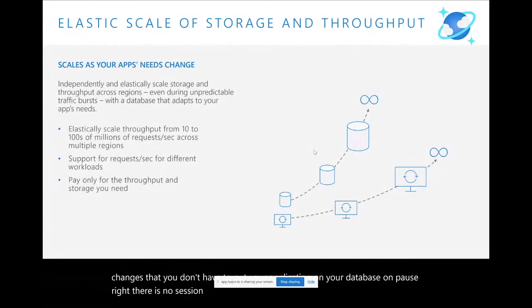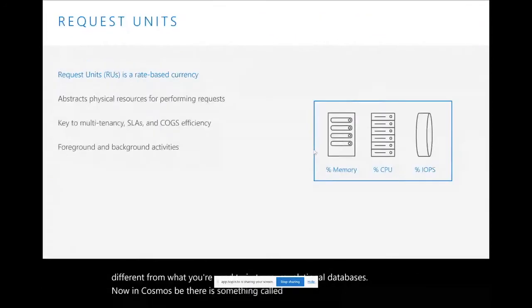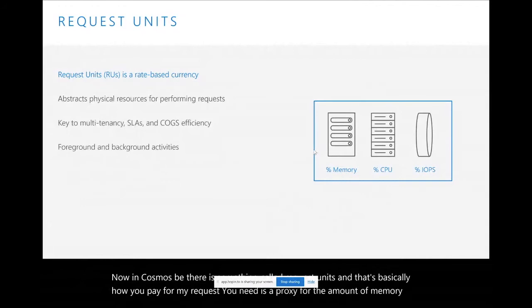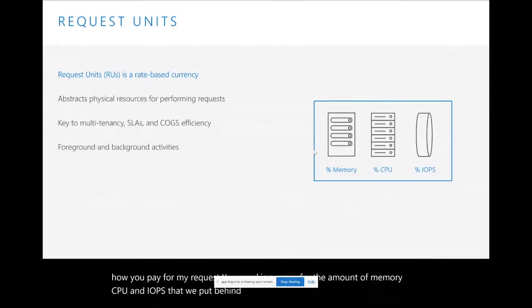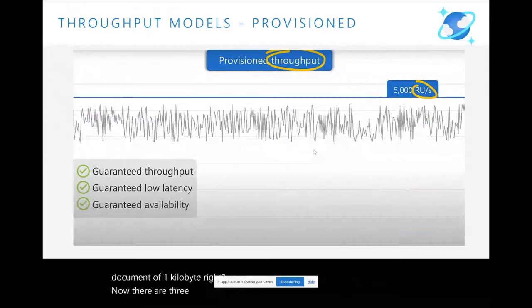Now, in Cosmos DB, there is something called request units, and that's basically how you pay, right? Request units is a proxy for the amount of memory, CPU, and IOPS that we put behind the Cosmos DB server, right? So when you pay for Cosmos DB, you pay for a number of request units per second that you've set up for that database, okay? And usually, one request unit is equivalent to reading one document of 1 kilobyte, right? Now, there are 3 different modes or models for throughput, right? The way you pay for the database.